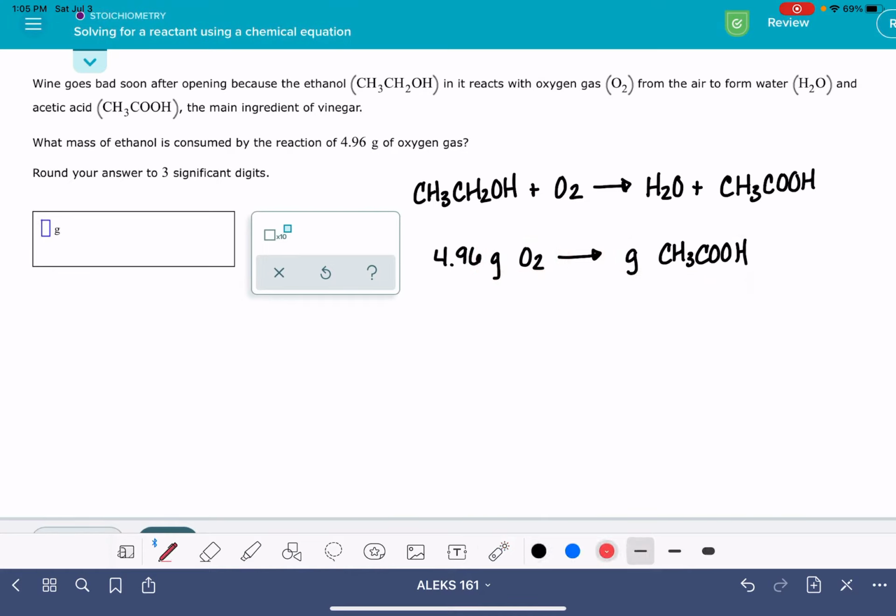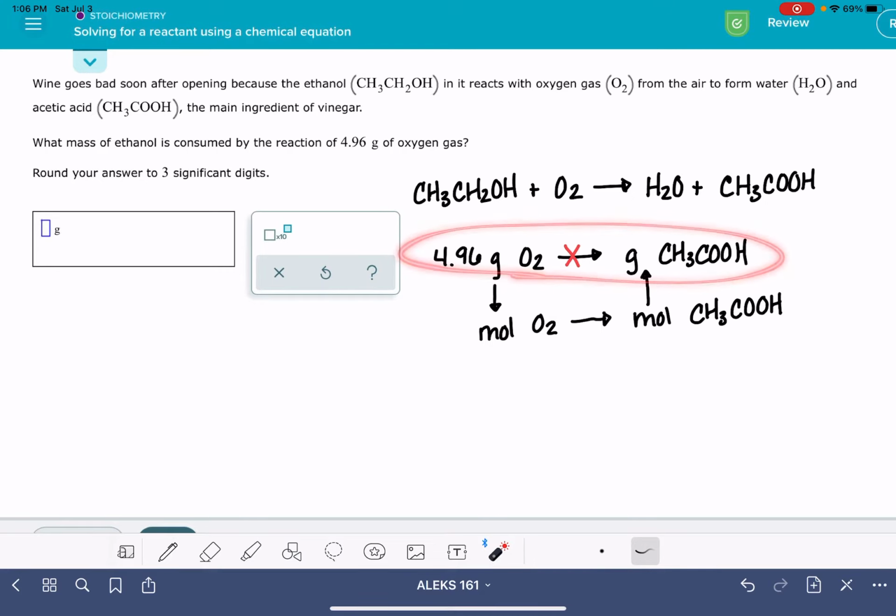Now, unfortunately, there is no such thing as a conversion factor that lets us go from grams of one molecule into grams of another. The only way that we can do a conversion from one molecule to another is using the moles. So we can convert from moles of oxygen into moles of the acetic acid, CH3COOH. That's a valid conversion. And we also know that using the molecular weight, we can convert from grams of oxygen into moles, and we can convert from moles of, well, anything into grams. So the process that we need to take in order to do this conversion is to go from grams of O2 into moles of O2, and then into moles of acetic acid, and then into grams of acetic acid.